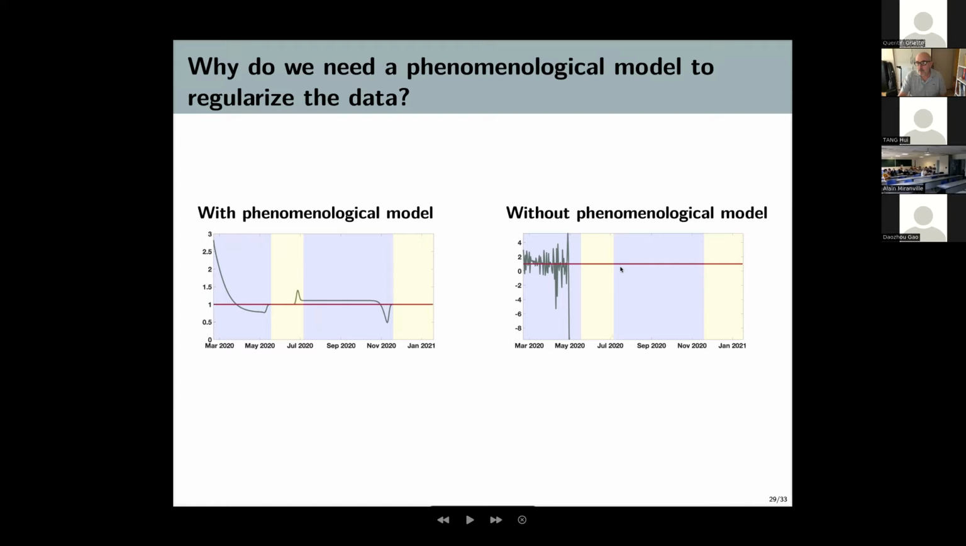So basically you could smooth by using, for example, a cubic spline and so on.